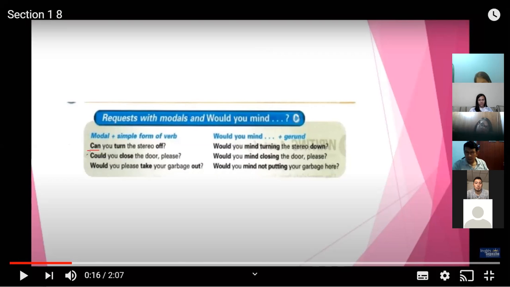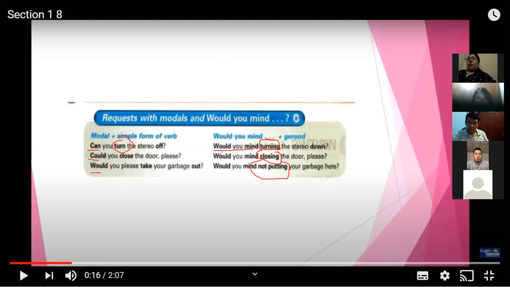So if you use can, could, and would, you're going to use the verb the way it is. If you use would you mind, you have to use ing. If you notice here, you have ing, ing. That's the gerund form. Repeat after me. Would you mind turning the stereo down?